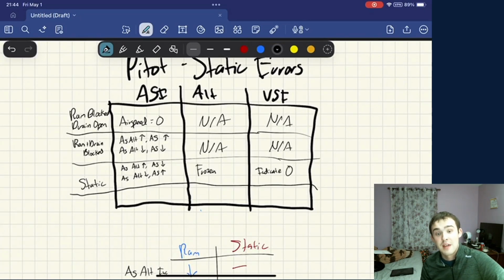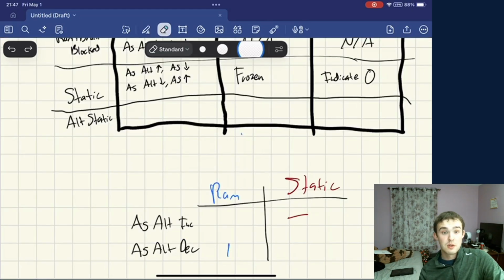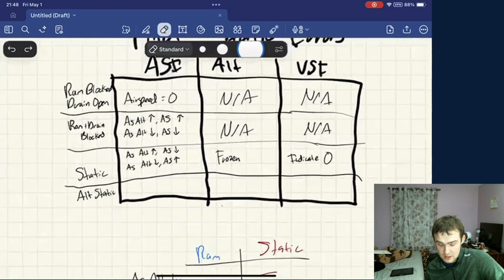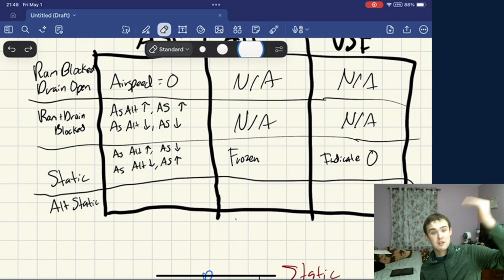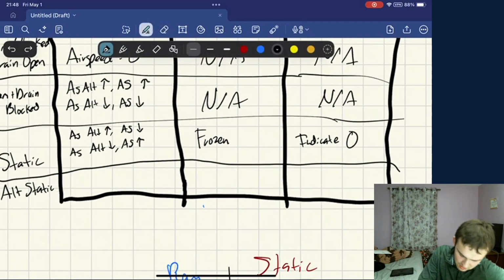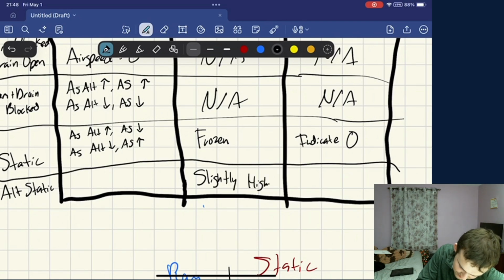Now, as we said earlier, we have that alternate static that we can use. When we're using alt static, the pressure inside of the cabin is going to be slightly lower than the pressure on the outside of the aircraft. So what's happening is we're getting a lower pressure reading on our static pressure, which we know is going to show us to be higher in altitude. We know the pressure decreases the higher up we get. So our altimeter is going to read slightly higher.